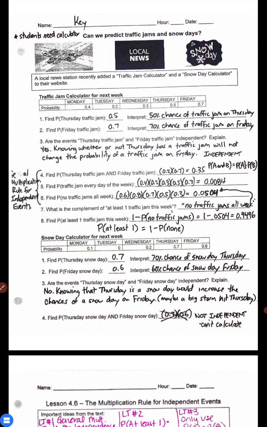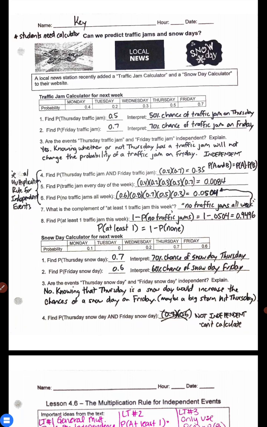However, it does give us an idea of what's happening on each day of the week. So when I read number 1, they asked me to find the probability of a Thursday traffic jam, and it's 0.5 or 50%. How would I interpret that? The way I would interpret that is there is a 50% chance of a traffic jam on Thursday. Or another way you could say this is if I picked 100 random Thursdays, I would expect to hit a traffic jam on 50 of them. Is it a guarantee that I will see that happen exactly 50% of the time? No, but I would expect that to happen.